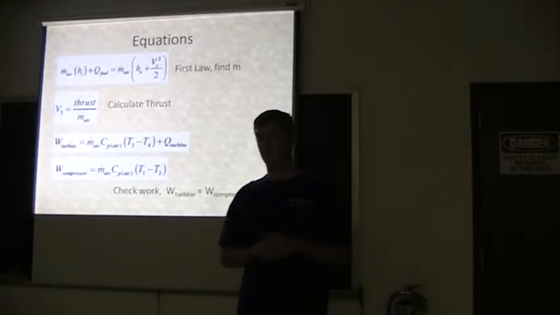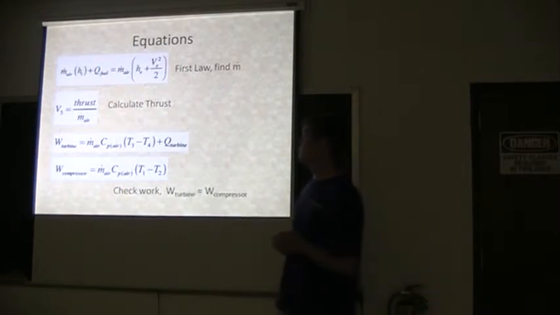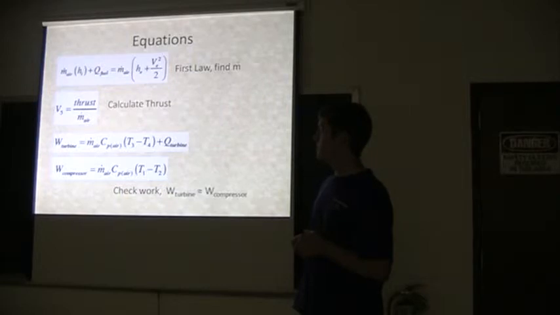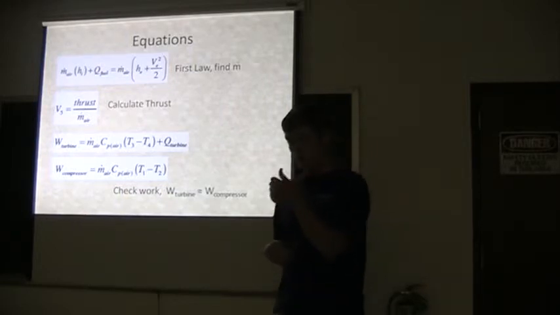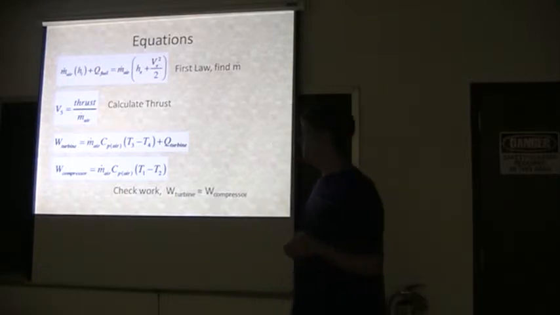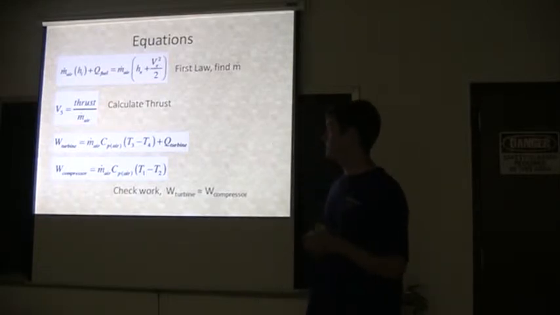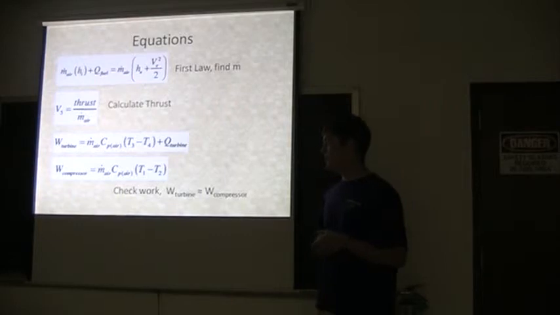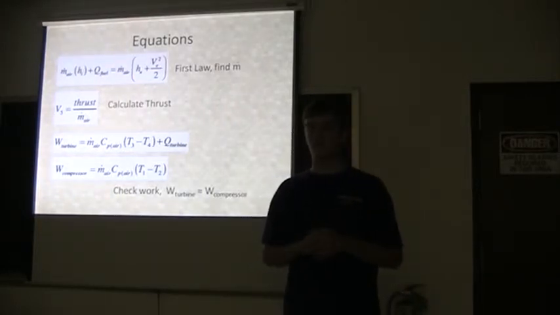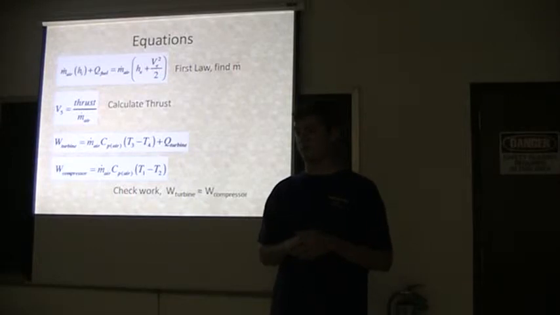And here are the equations. First, start off with the first law. You have your mass flow rate and entropy coming in plus your fuel added, equal to your mass flow rate out times your entropy and your velocity. To calculate thrust, it's simply velocity times the mass flow rate. And to check the results, we want to make sure that the work at the turbine is relatively close to the work through the compressor.